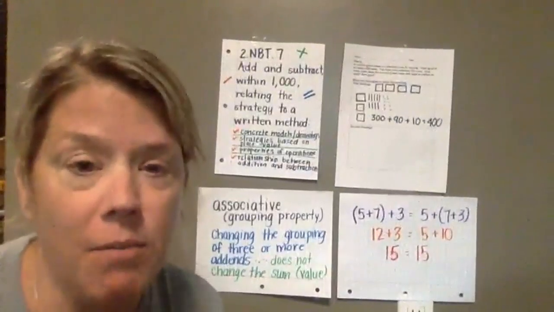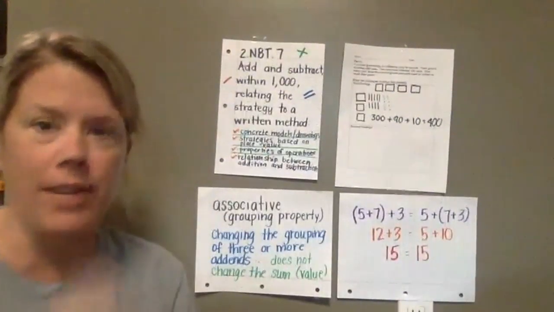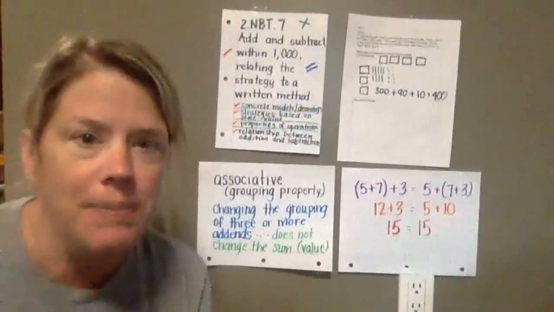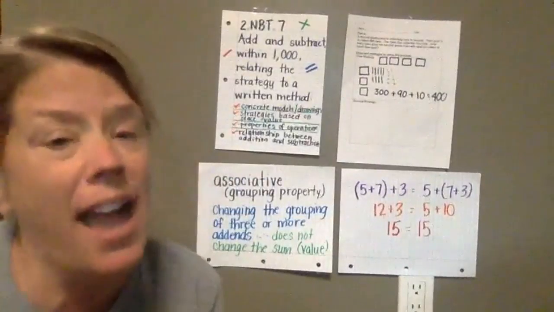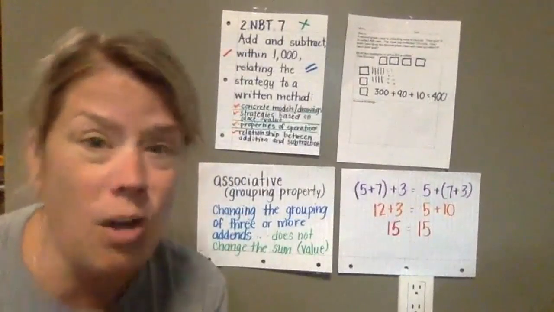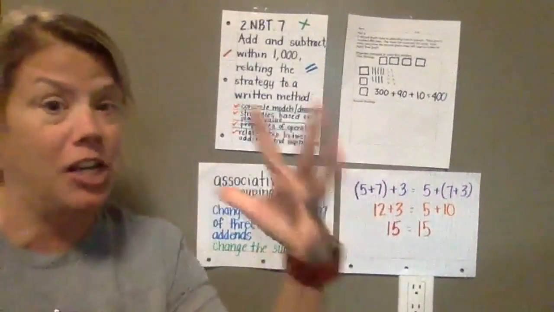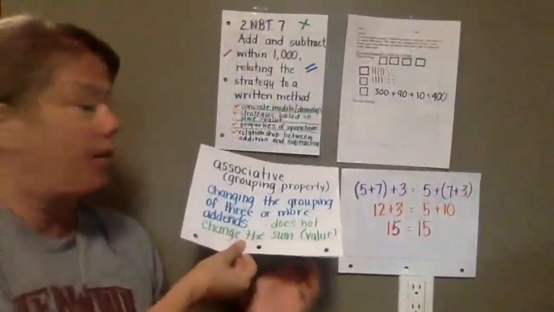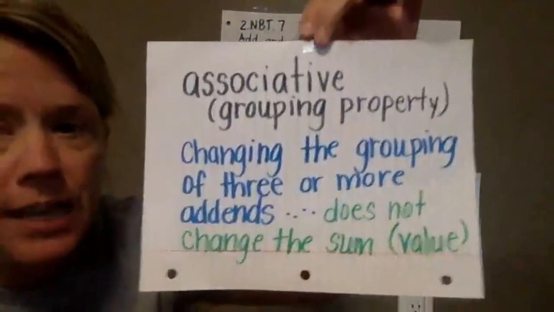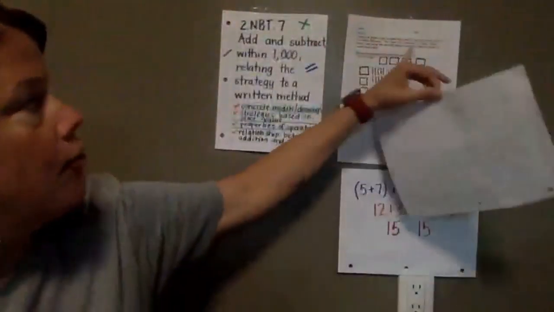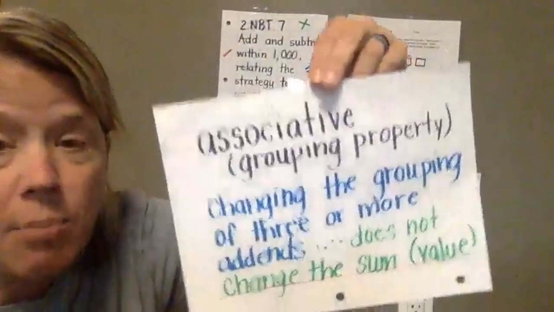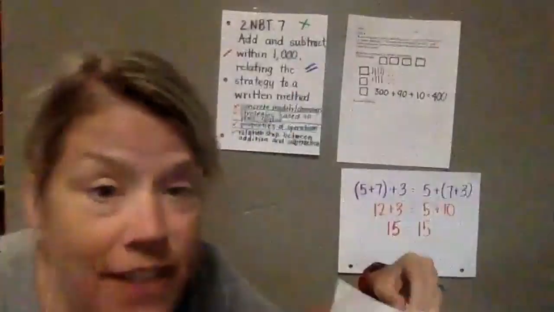So I promised that we would talk about the associative property, or grouping property, with our math problem for 2.NBT.7. And parents and kids and teachers, you don't have to know that it's called the associative property, because that word's huge. But what you do need to know is that changing the grouping of 3 or more addends, like the 400 and the 134 we're working with in our problem, does not change the value.